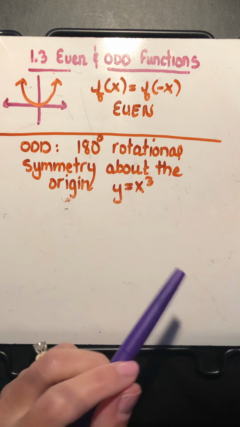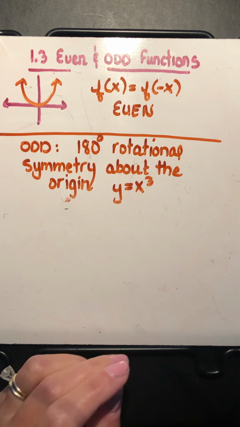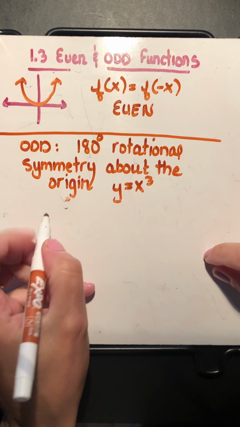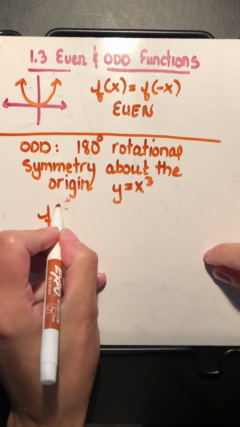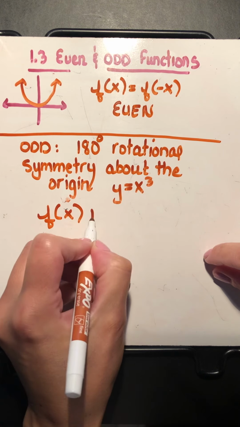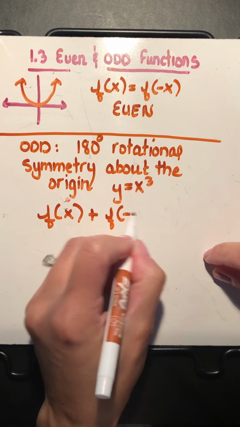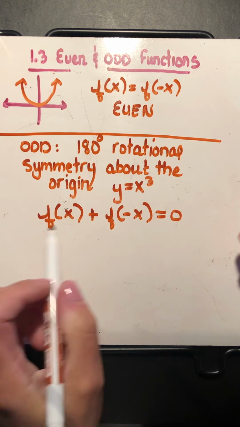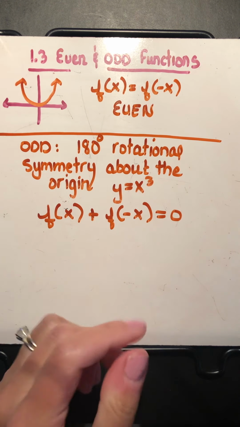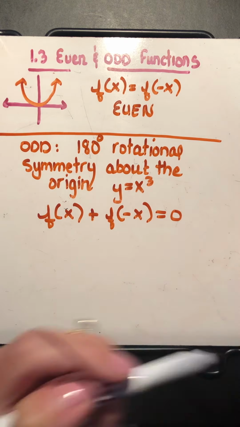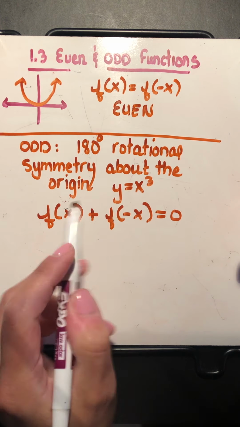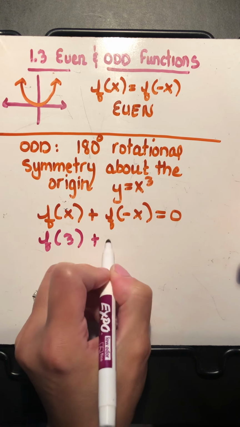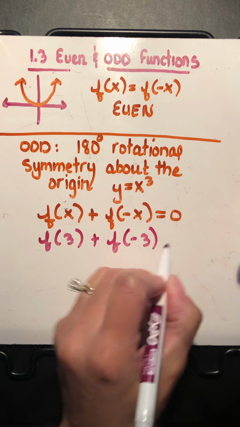So you may be thinking, okay, great, that's pretty easy to understand, but what's the algebra test? Algebraically, what you're going to do is decide if f of x plus f of negative x equals 0. And again, I pick numbers like 1, 2, or 3 to keep it simple. I don't ever pick the number 0. So let's do that. Here's our function. Let's pick f of 3 plus f of negative 3, and let's see if that adds to 0.